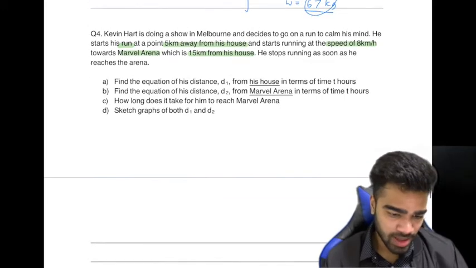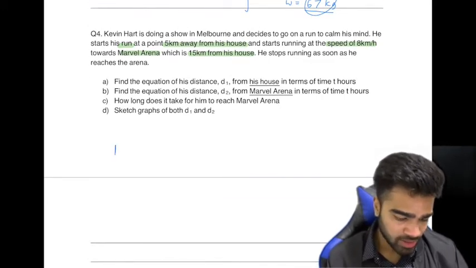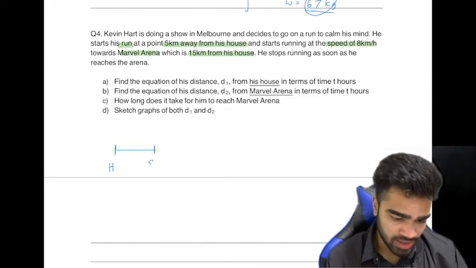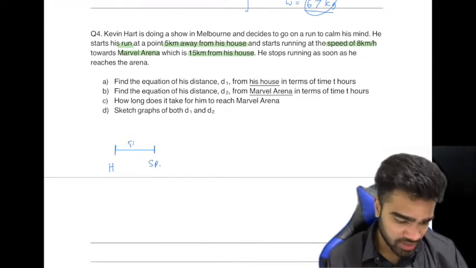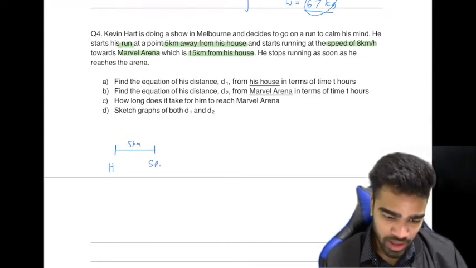All right, let's do it. So firstly, we have his house. Let's say H for house. And then he's starting 5 kilometers away from his house. So over there. Let's say this is his starting point. And this is 5 kilometers. Okay, sure. And he starts running.